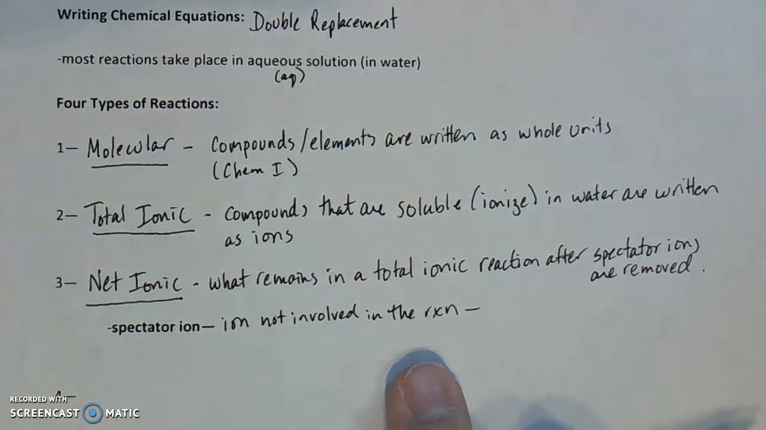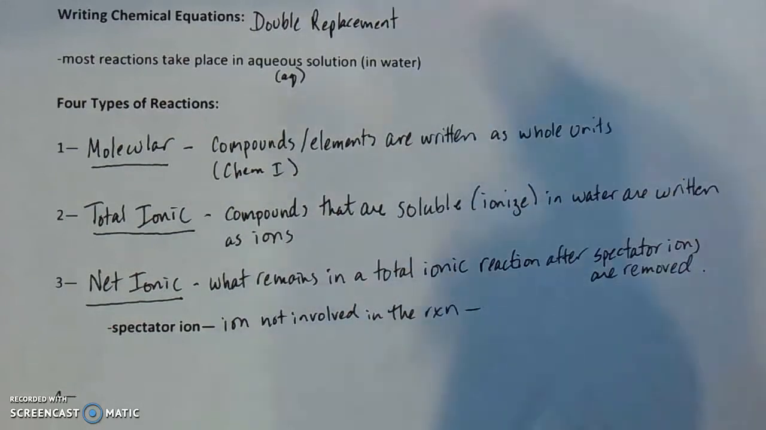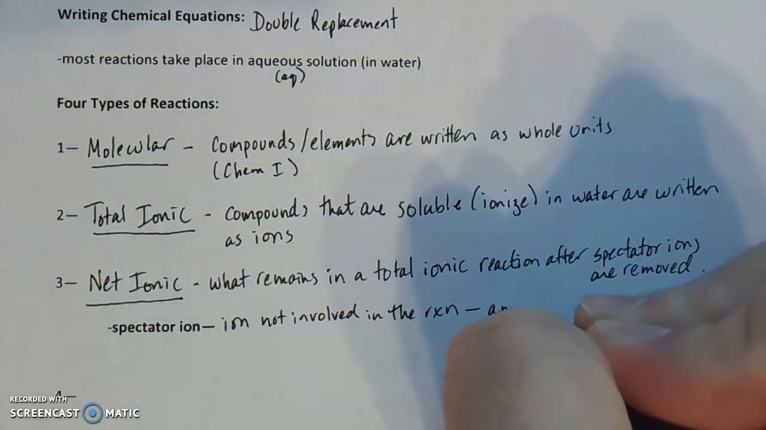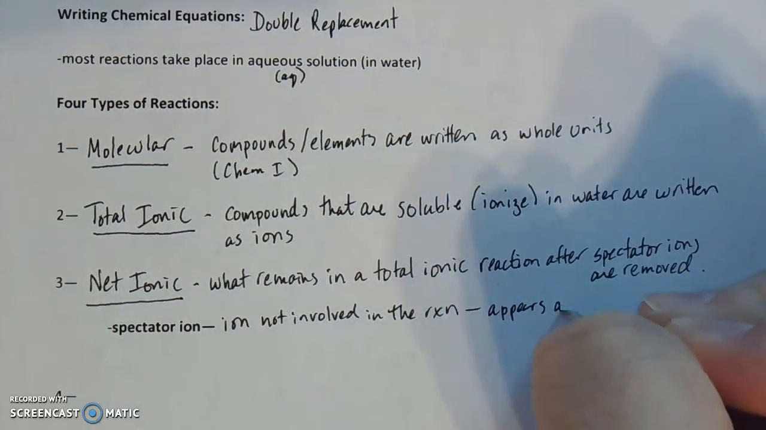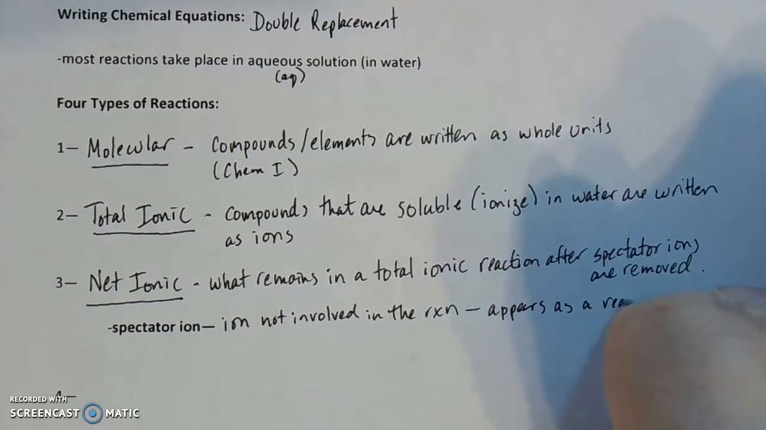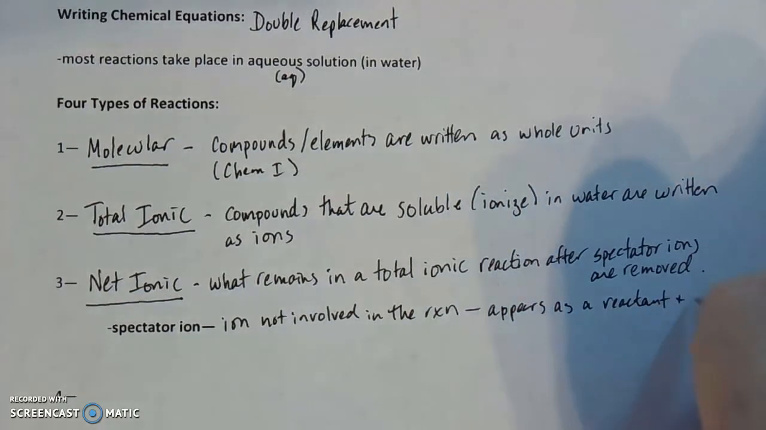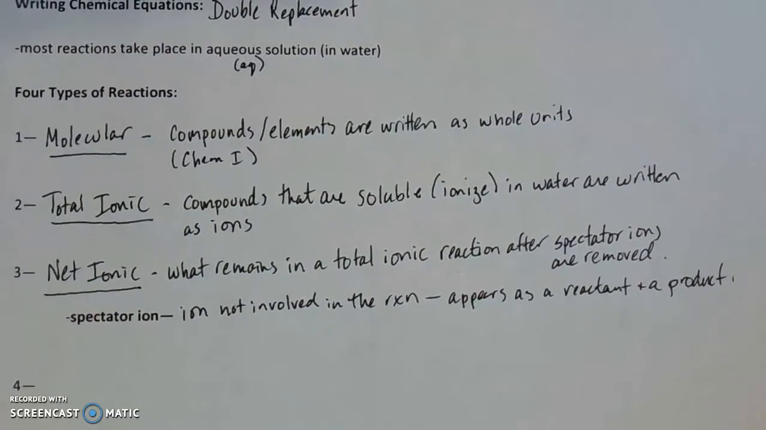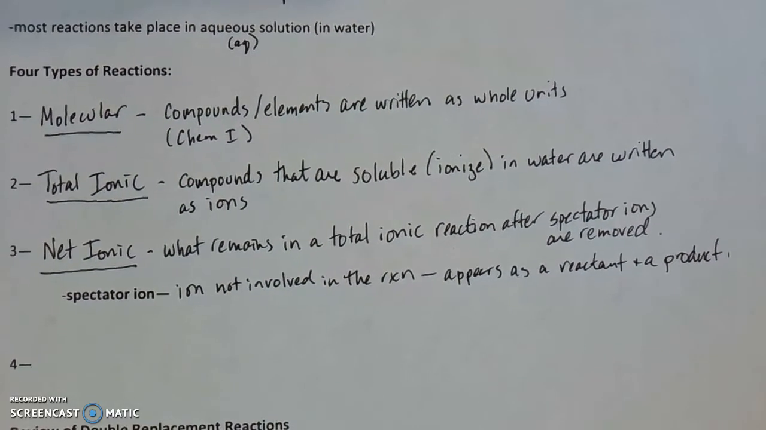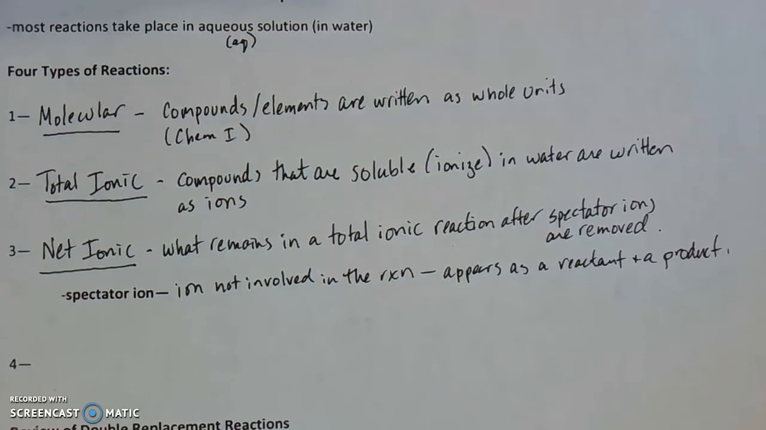And I'm going to use RxN to abbreviate reaction a good bit. So that means that it appears as a reactant and a product. So they appear on both sides of the equation, and we can cancel them out because they don't do anything.